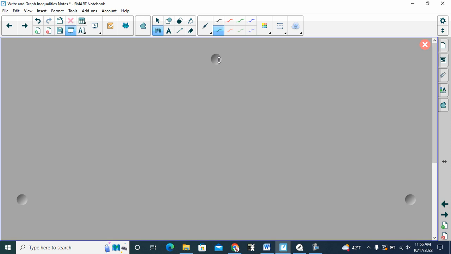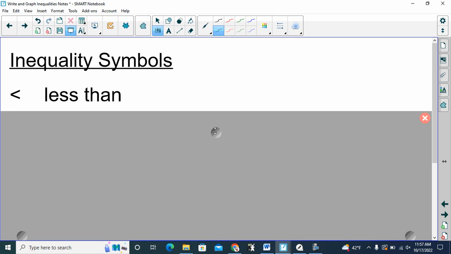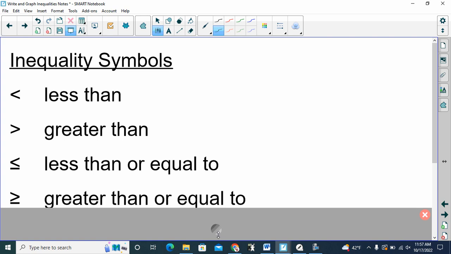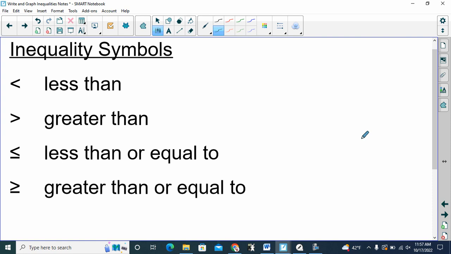Our inequality symbols, there are 4 of them that you should recognize. The first one looks like this, and that is the less than inequality. This one is greater than. Notice the first thing is bigger than, greater than the second thing. Less than or equal to, greater than or equal to. So the little symbol under it is the or equal to part of the inequality.